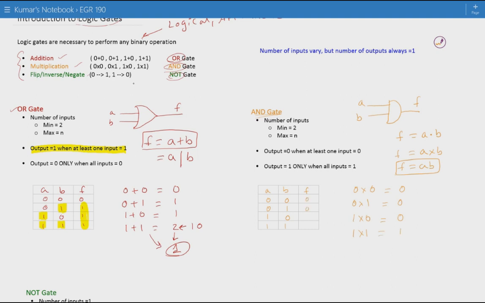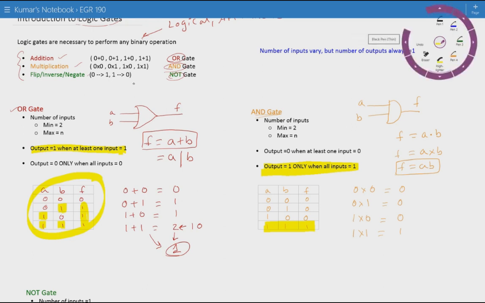So if we fill this truth table, one thing you will notice that is different between AND and OR gate is that your output equals 1 only when both the inputs, or all the inputs in this case, are equal to 1. The difference between an AND and OR is that in an OR, output equals 1 when at least one of the inputs is a 1, but in an AND gate, output equals 1 only when all the inputs are equal to 1.